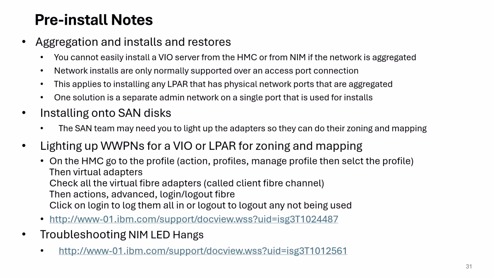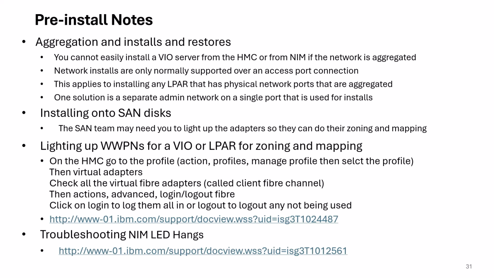This is one of the reasons why a lot of people have a separate admin network on a single port that they use for installs. Otherwise, what you typically will have to do is have the network people unaggregate so that you have an access port. Then you do your installer recovery and then they re-aggregate. Again, just something to be aware of and something that you should test to make sure that you know how to get around it if you have to.